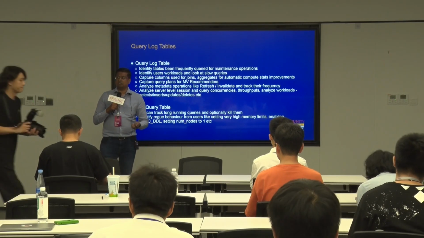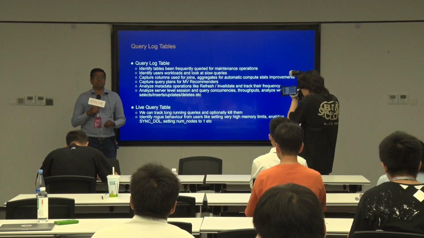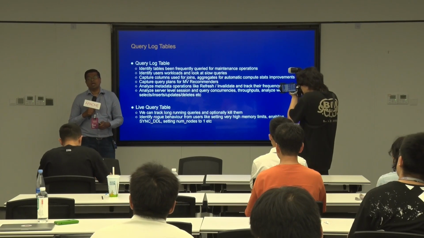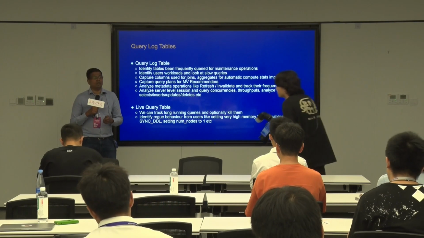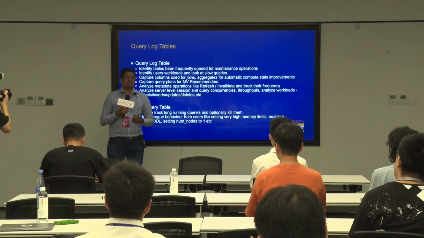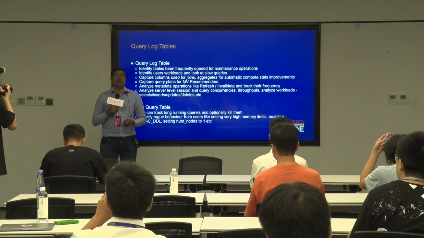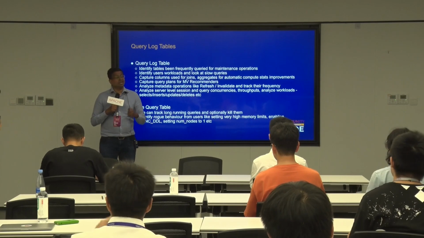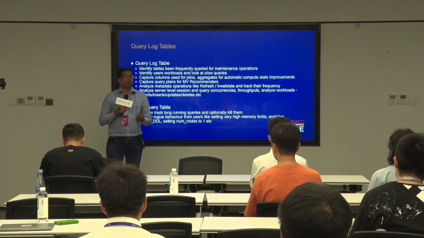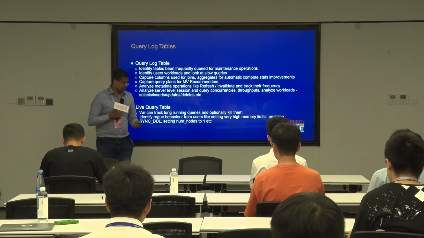So we have some users that set sync DDL, and we have some users that set very high memory limits. What we are able to do with the live query log table is understand which user is setting sync DDL to true, or which user is setting high memory limits or running on a single node, and be able to kill those queries because of the bad user behavior.